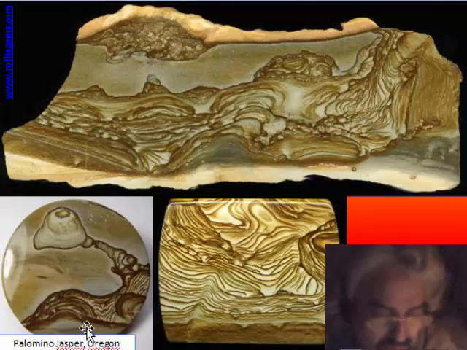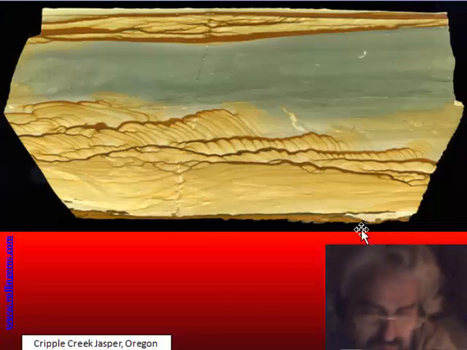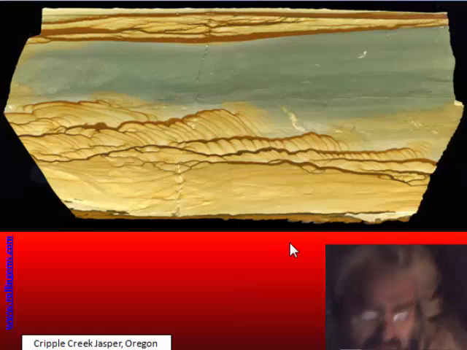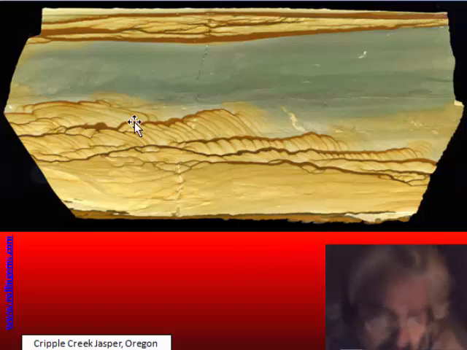This is another jasper from Oregon called Palomino, with nice landscape. And there are many jaspers in Oregon, where lapidarists have found more variety of landscape jasper, and most of them are of stratiform origin.